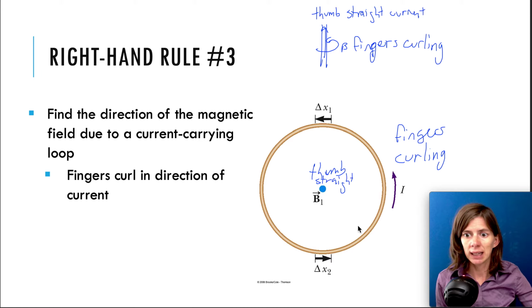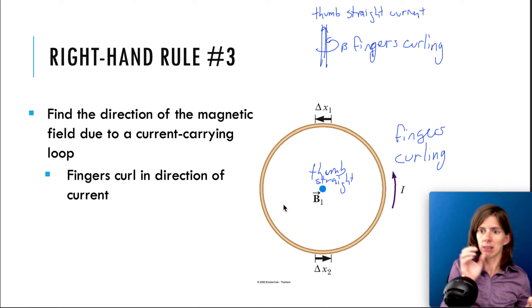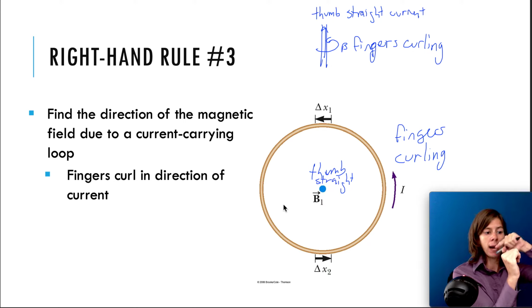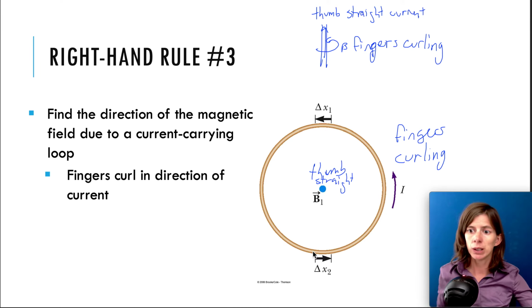So in this case, we have this loop here, and the current is going counterclockwise. So my fingers right here are looped counterclockwise, if I'm looking at them from my perspective, and the thumb is pointing straight at me out of the page. And that's what you can see for the magnetic field. A dot means it's going out of the page. So that's right-hand rule number 3.